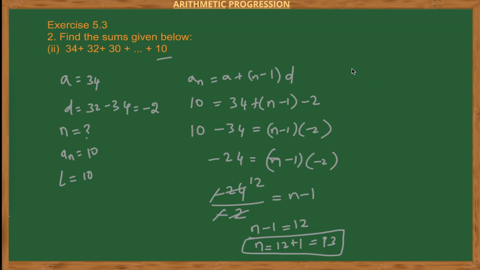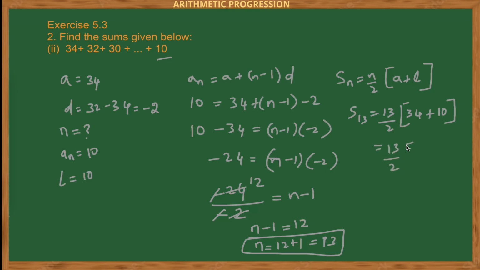So let's try to solve it with the formula for the sum when the last term is given: Sn is equal to N by 2 into A plus L. So we found the N here, which is S of 13 divided by 2 into A. What is the value of A? A is 34, plus L. What is L? L is 10. Okay, so let's solve it.